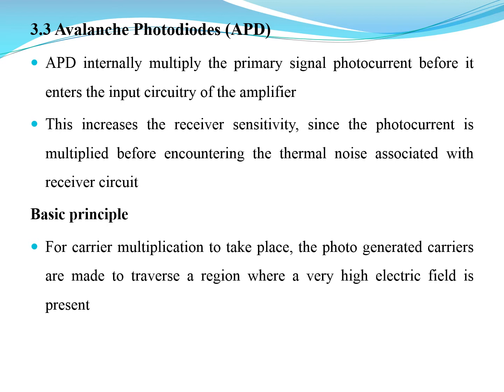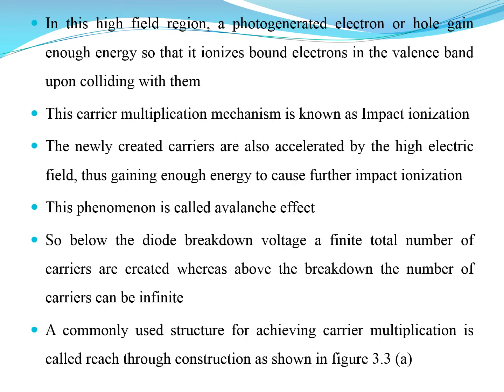Then we have the basic principle of this APD. For carrier multiplication to take place, the photo-generated carriers are made to traverse a region where a very high electric field is present. That is what we have already seen in the PIN photodiode. We require a very high electric field which is produced. Due to the presence of a very high electric field, only then can the carrier multiplication easily happen.